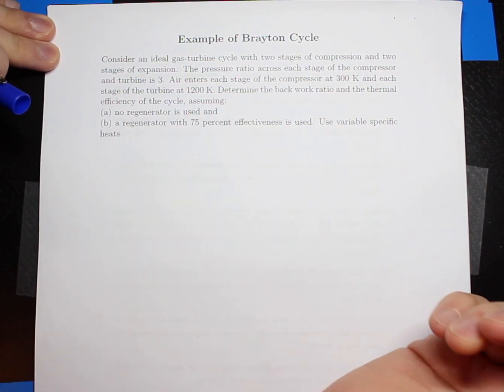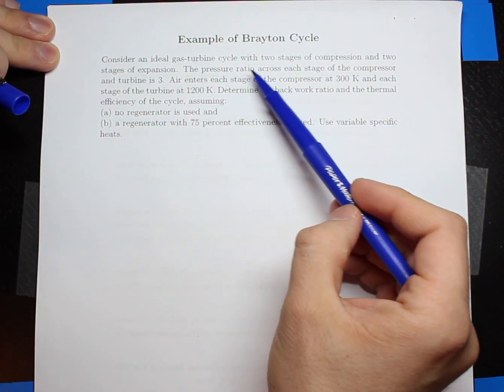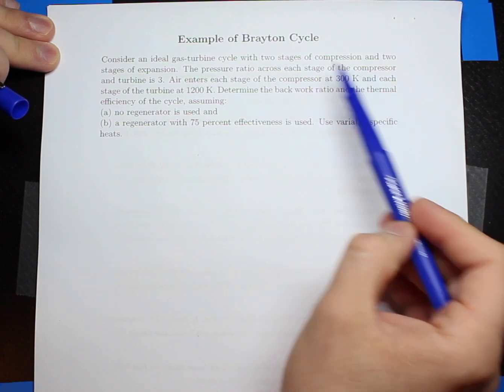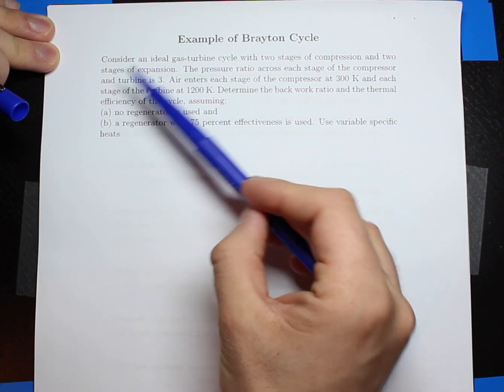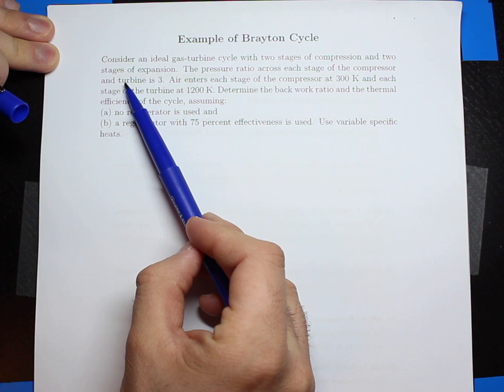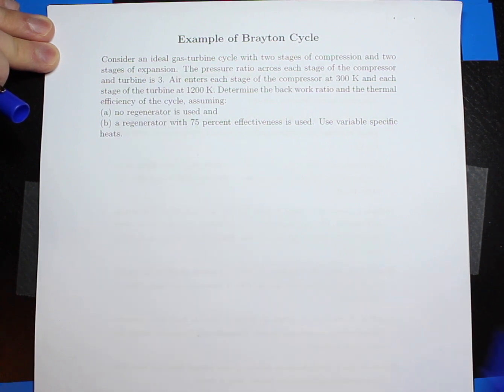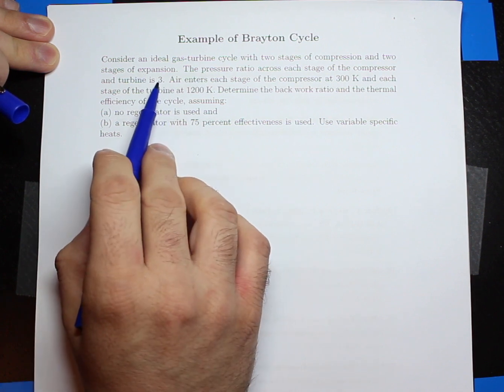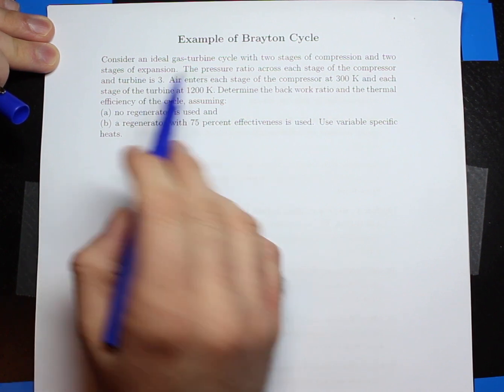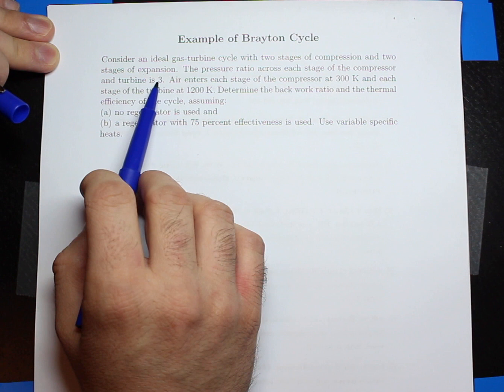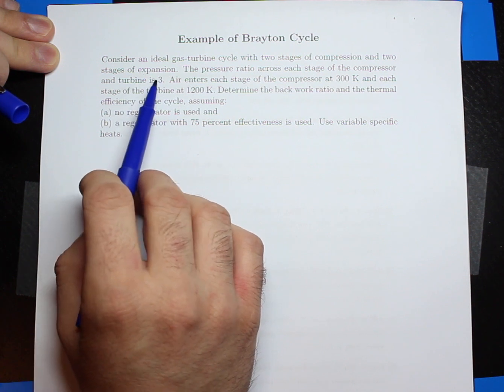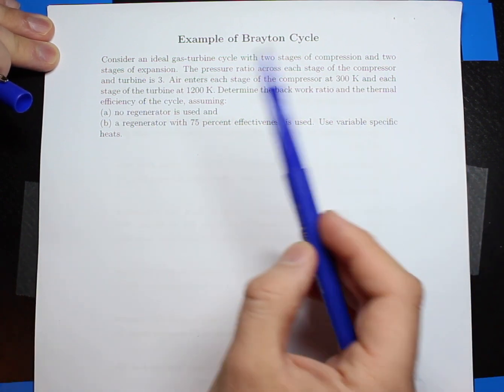In this example, we have an ideal gas turbine cycle which has two stages of compression and two stages of expansion. The pressure ratio across each stage of the compressor is given as 3, and we have the same pressure ratio through the turbine. This 3 is the ratio of the pressure after the compressor versus before the compressor, and also the pressure of the working fluid before the turbine versus after the turbine.